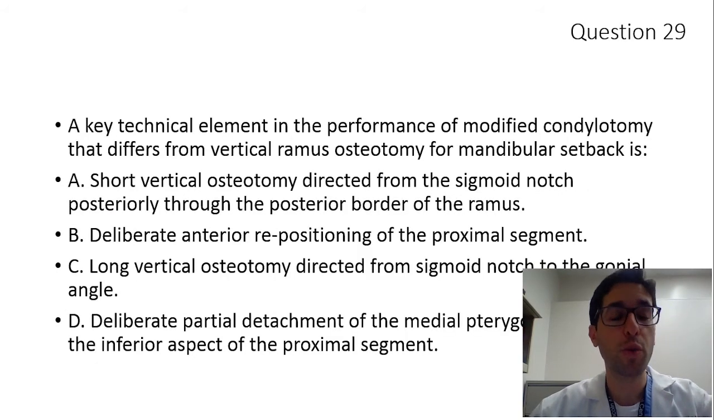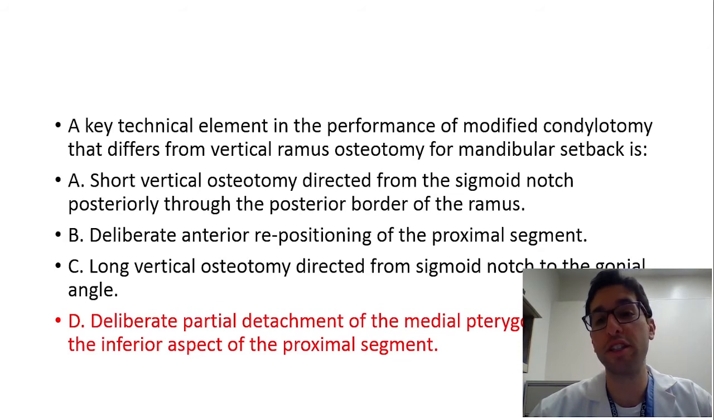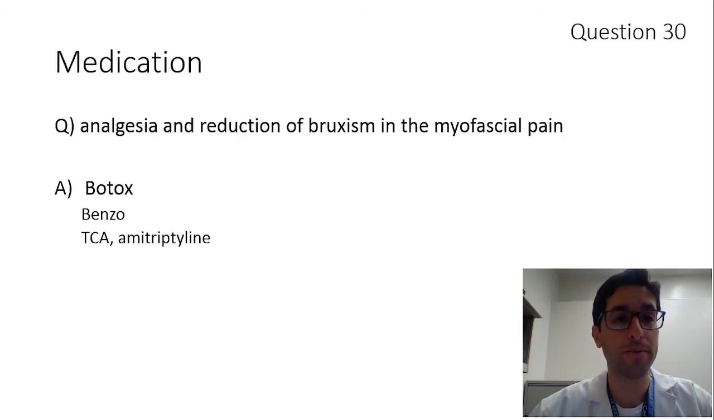All right, question 29. A key technical element in the performance of a condylotomy, what in the procedure differentiates it from an IVRO? So we talked about this last time. It's D, the deliberate detachment of the medial pterygoid. When you're doing an IVRO, you don't intentionally detach the medial pterygoid. That is what creates the condylar sag. But in a condylotomy, you do detach the medial pterygoid intentionally in order to make a condylar sag.